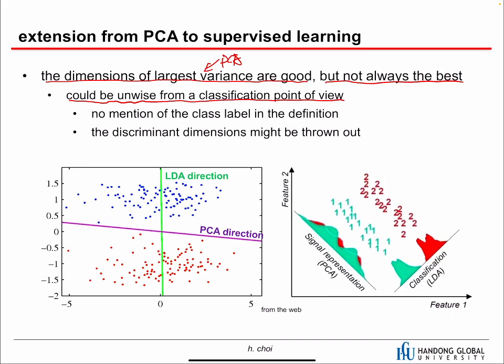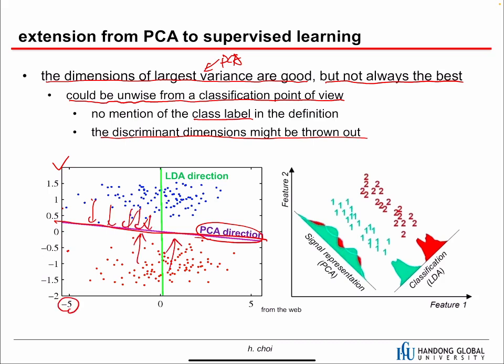So in the PCA we cannot use class label information. In the PCA, the discriminant dimensions might be thrown out because PCA is focusing on just largest variance. So let's take an example here. We have lots of samples, and in PCA, we have no idea about the labels. So we just consider all the samples as just one set, okay? And then PCA focuses on the variance. So PCA prefers this line. So all the points will be projected onto this line.